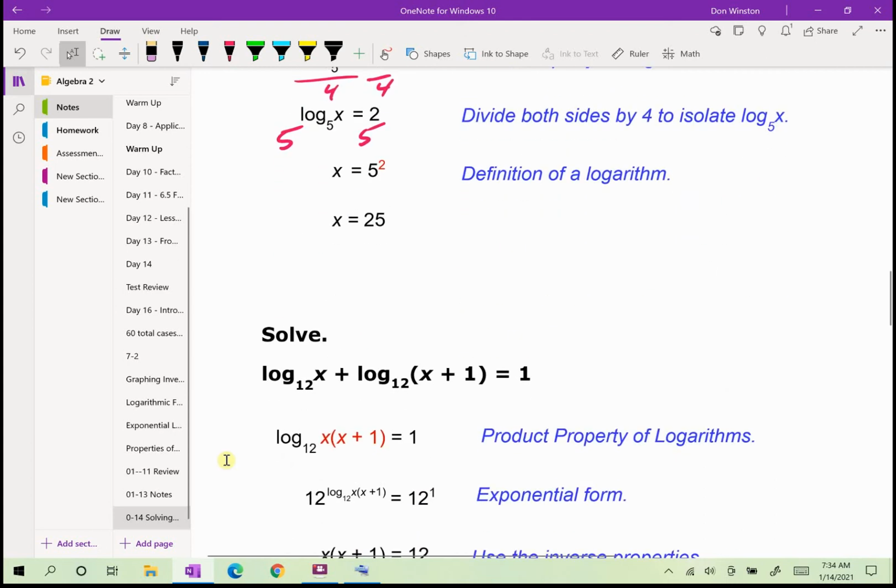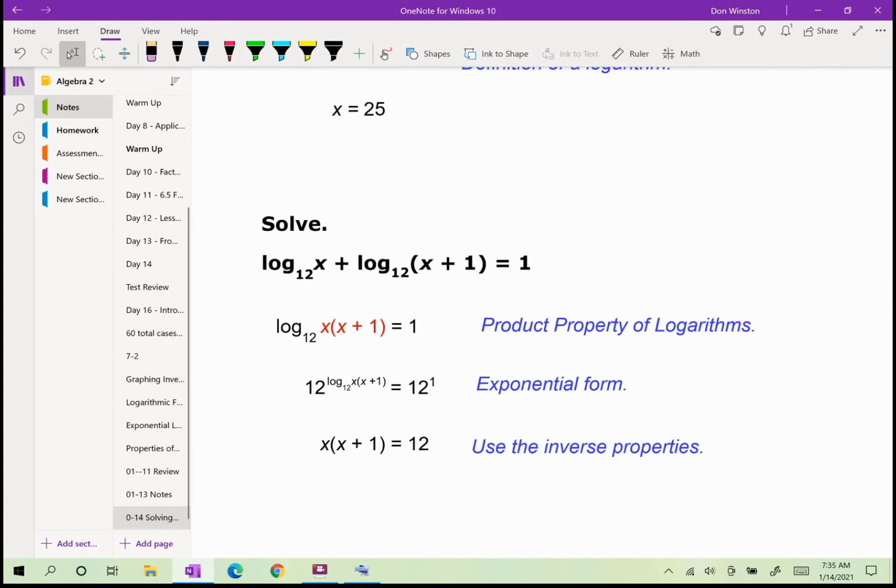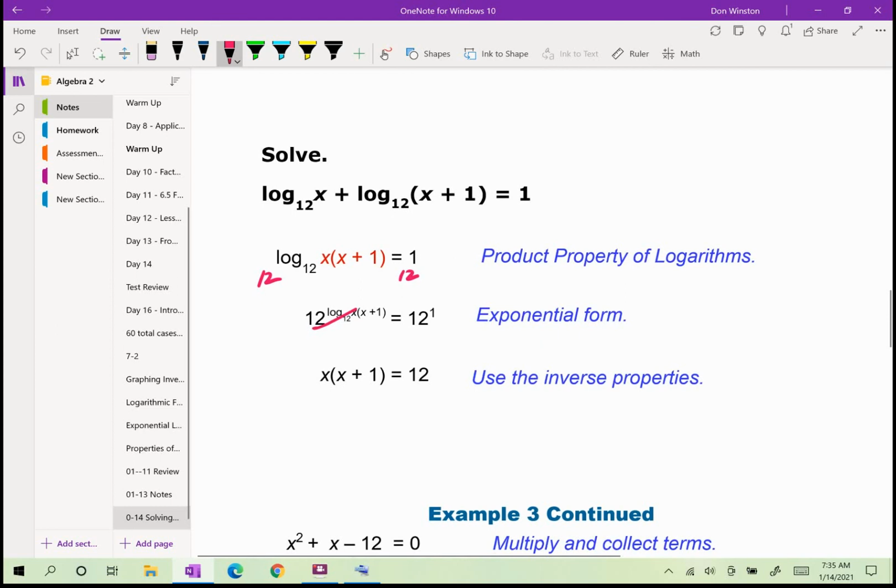Again, I have log base 12 of x plus log base 12 of x plus 1 equals 1. I'll use the product property. I have to multiply x times x plus 1. And then the inverse of log base 12 is 12 raised to that. So 12 raised to that and 12 raised to that, so that undoes that. And now I have x times x plus 1 is equal to 12.